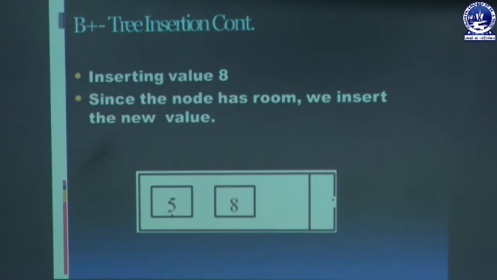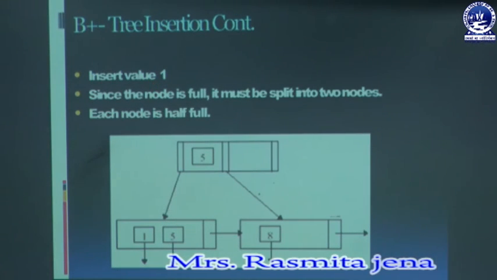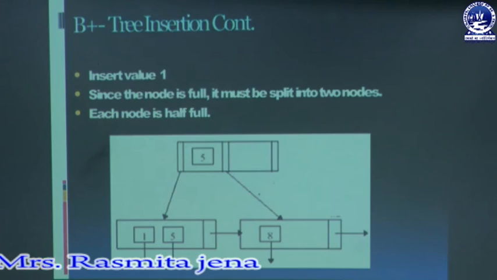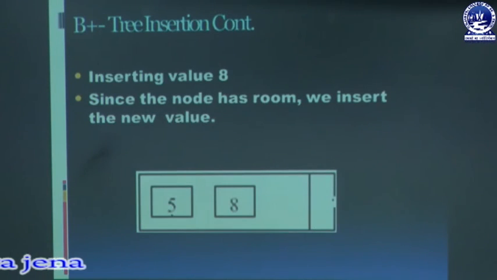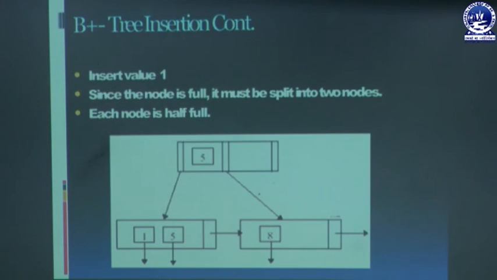Then next we want to insert the value 1. You can see when we want to insert 1, the node is already full because the maximum number of keys in each node is 2. So when we want to insert in this location, this node will be split. After splitting, the tree becomes like this. Since the node is full, it must be split into 2 nodes, each half full.